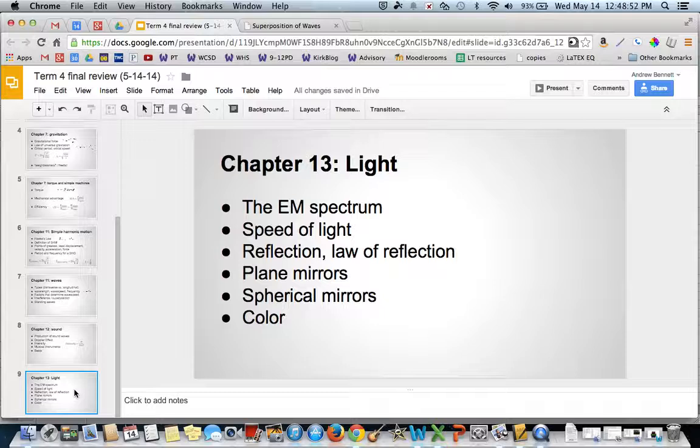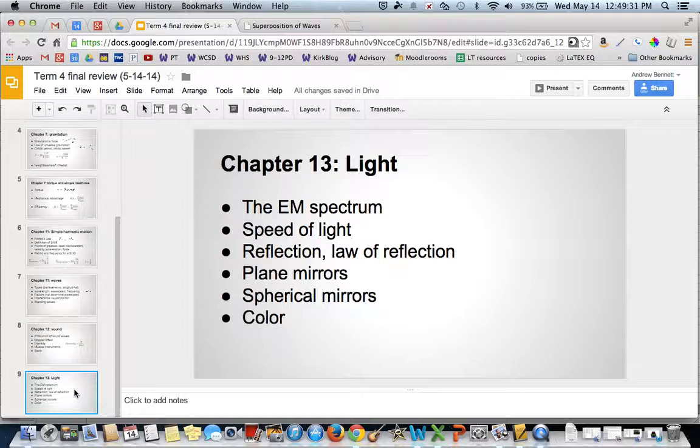Chapter 13 was about light, and this was our most recent unit, so probably freshest in your mind. We talked about the electromagnetic spectrum, so radio waves, microwaves, infrared, visible light, ultraviolet, X-rays, and gamma rays are on the electromagnetic spectrum. They're all the same kind of thing, just different frequencies, different wavelengths. They all travel at the same speed as well, 3.00 times 10 to the 8th meters per second. We talked a little about reflection and the law of reflection. This happens when a wave bounces off a surface. It's going to bounce off at the same angle that it hit at.